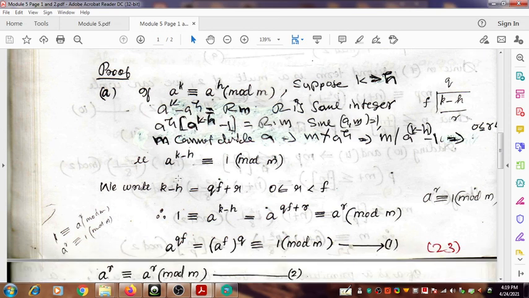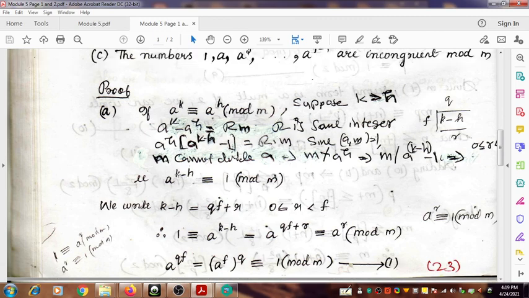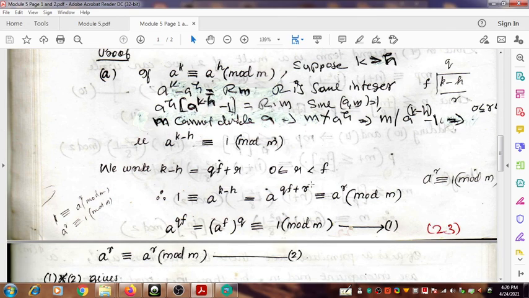But you have now obtained a positive number k minus h, whose value is less than f, and that also satisfies the condition a raised to k minus h is congruent to 1 mod m. But that is a contradiction. It cannot happen. That means k minus h cannot be a quantity less than f.